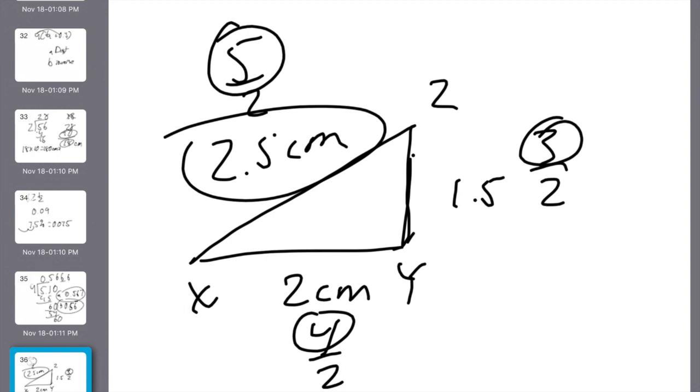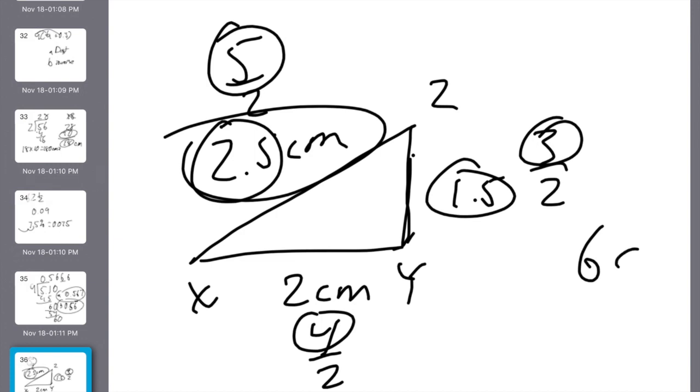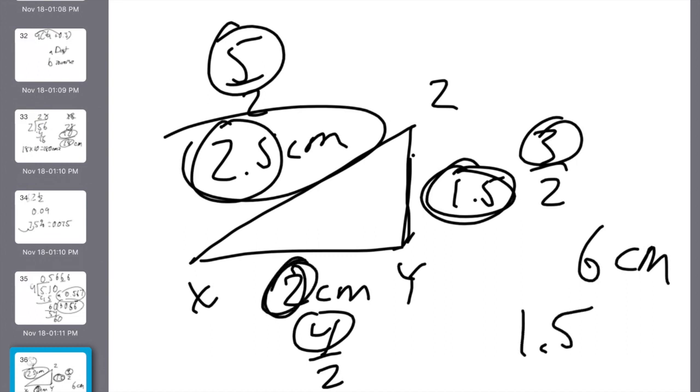Number 16, find the perimeter and the area of the triangle you drew. Okay, so perimeter, I'm going to add 2.5 plus 1.5, that's 3, 4, 5, 6. The perimeter is 6 centimeters. For area, I'm going to multiply 2 times 1.5 divided by 2. I'm going to divide by 2 from the start. 2 divided by 2 is 1, times 1.5 stays 1.5. This one would be obviously centimeters squared.